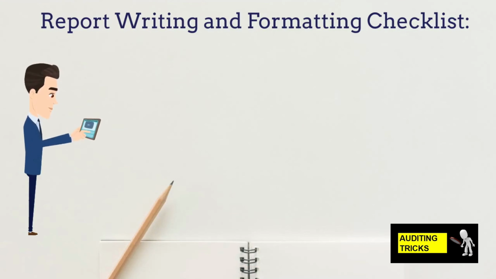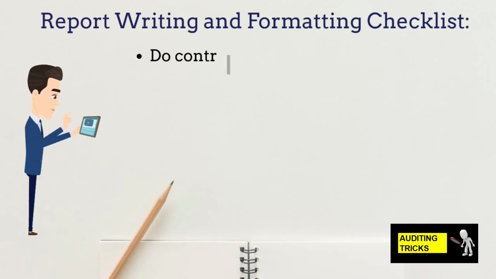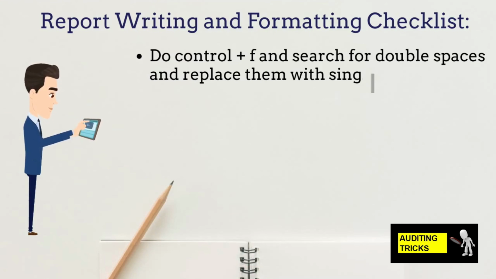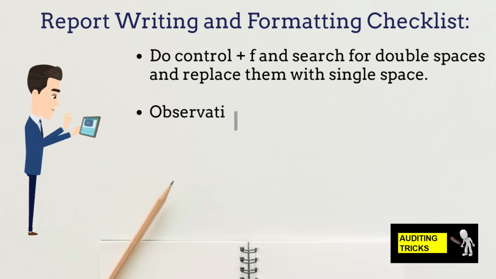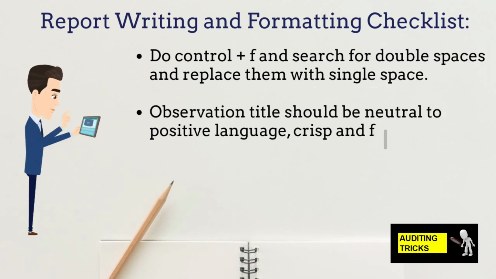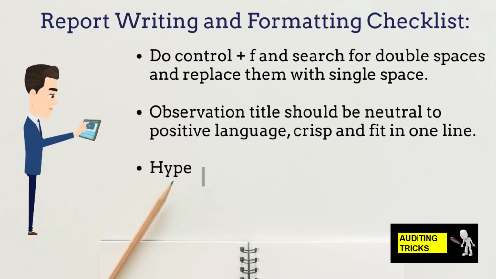Make sure there are no double spaces in the report. Do Ctrl+F, search for double spaces and replace them with a single space. Observation title should be neutral to positive language, should be crisp and should fit in one line. Hyperlinks should be made in the annexures.